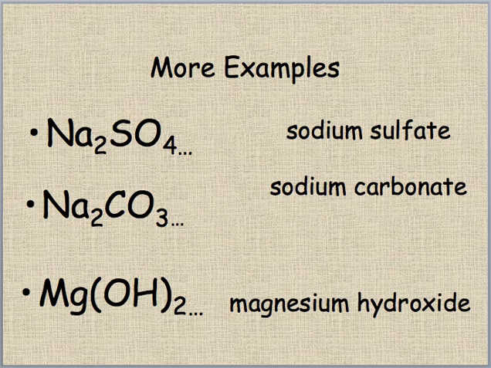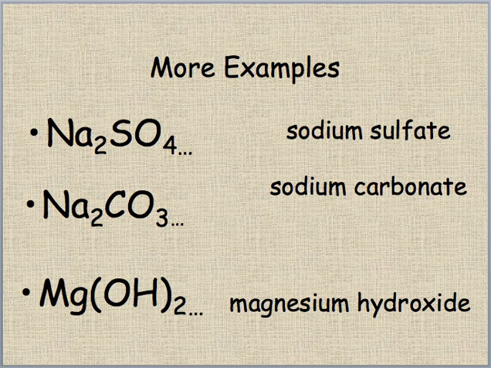So here are some more examples. We have Na, so it's still sodium. We don't need to worry about that too. But then we have SO4. So SO4 stands for one big cluster, and that's sulfate. Na2, once again, ignoring the 2, is still sodium, but then we have CO3. So CO3 is carbonate.